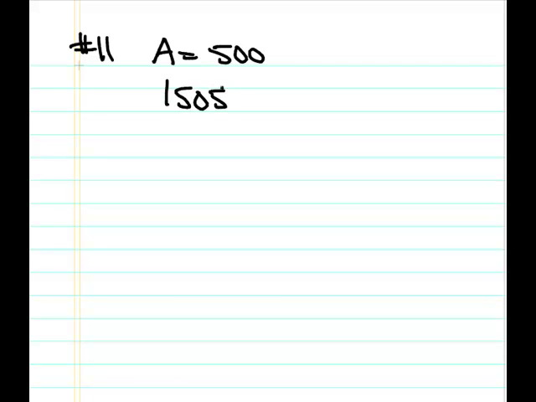This is number 11 on 3.5. And we are given the initial amount is 500. And we're told that after 10 years, we have $1,505 in the account. And we need to find the annual rate and the doubling time.